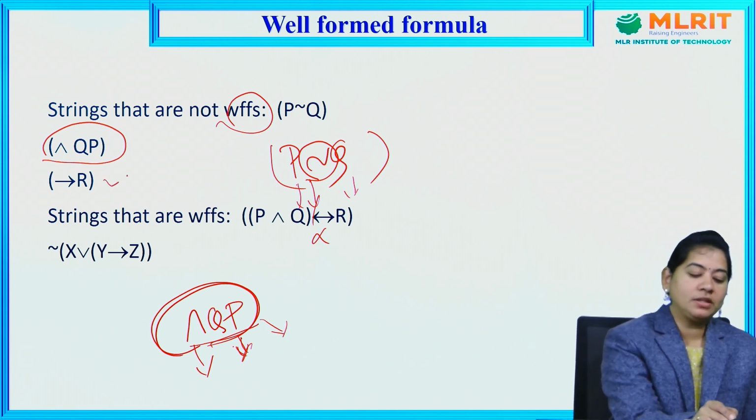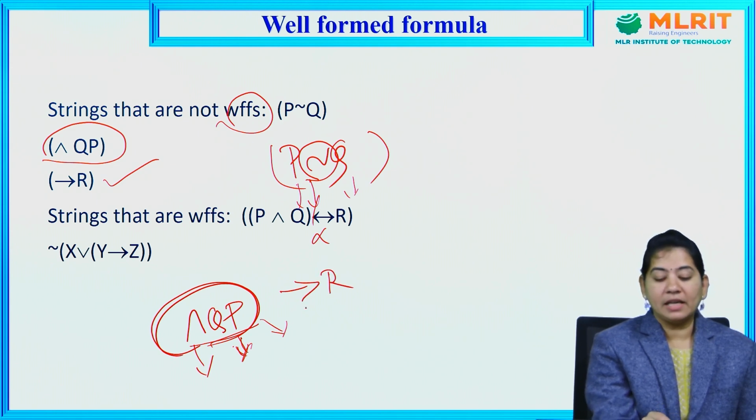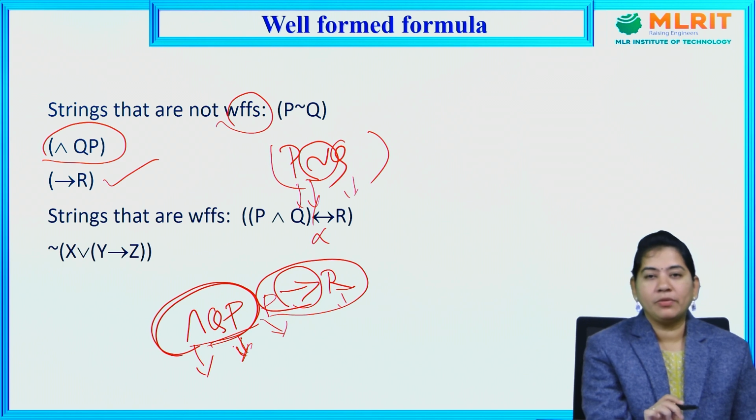Even if you observe the third one, here we have implication R. As we have the binary operator, we should have two operands here, but we have only R. We don't have the other operand here. So that's why this is not a well-formed formula.